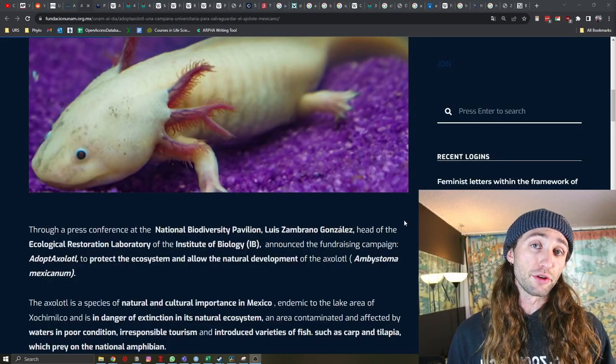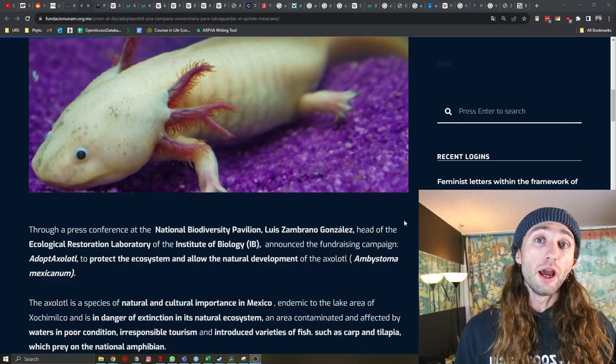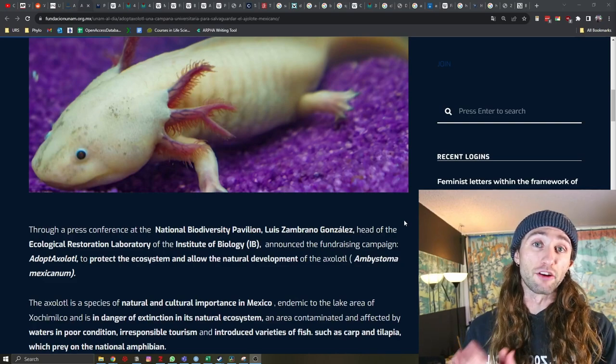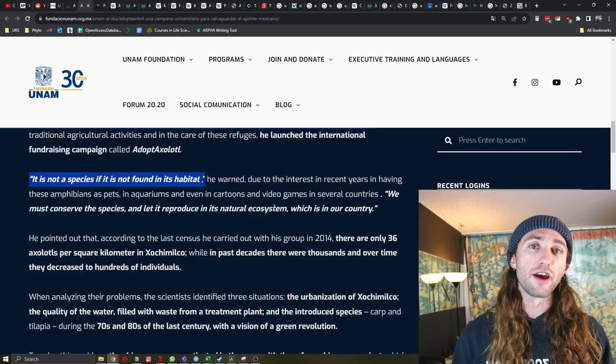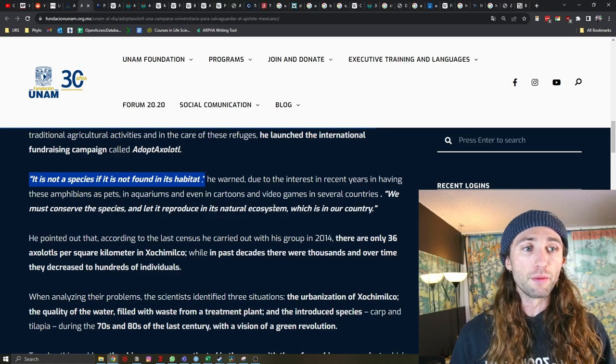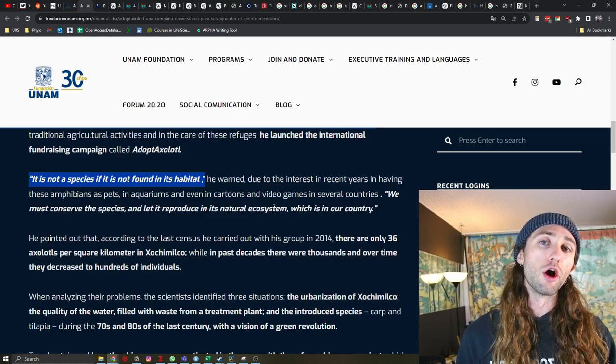And in my very honest opinion, the vast majority of people who say they are breeding them for conservation have zero plans to ever release them in the wild and are only doing so in order to make a profit. This is a quote from Luis Zambrano Gonzalez of the Ecological Restoration Laboratory at the Institute of Biology, who has been working for over 20 years to actually save the axolotls. "It is not a species if it is not found in its habitat. We must conserve the species and let it reproduce in its natural ecosystem, which is in our own country."